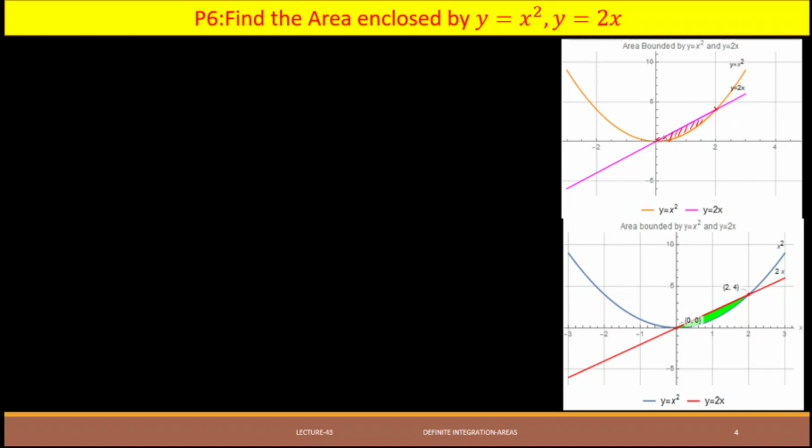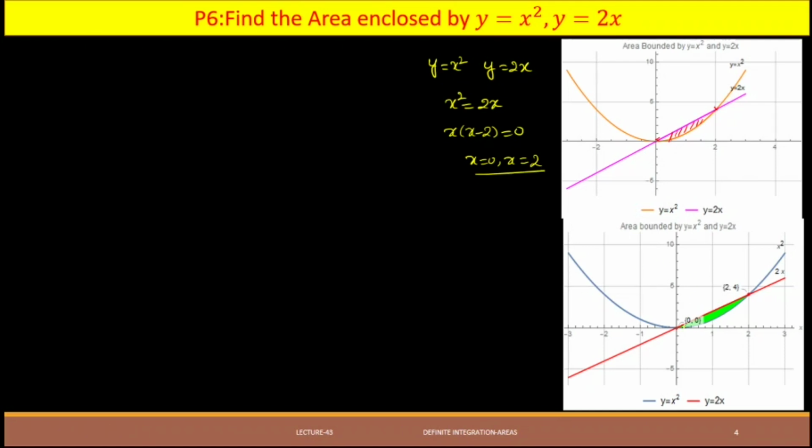To find out the point of intersections, I need to solve these two equations. So how will you solve? y is equal to x square and y is equal to 2x are the two curves that are being given. Now I have to equate these two in order to get that. So x square is equal to 2x. So x into x minus 2 is equal to 0. This is x is equal to 0, x is equal to 2.